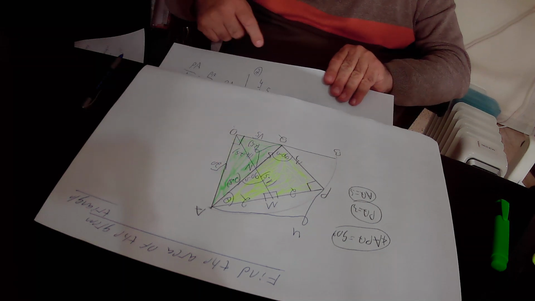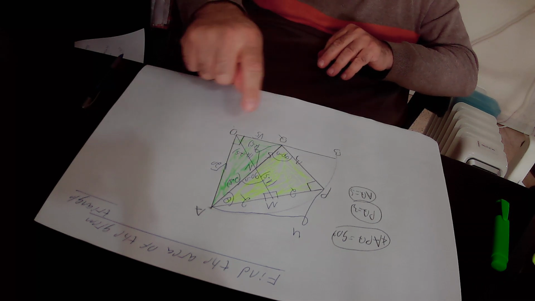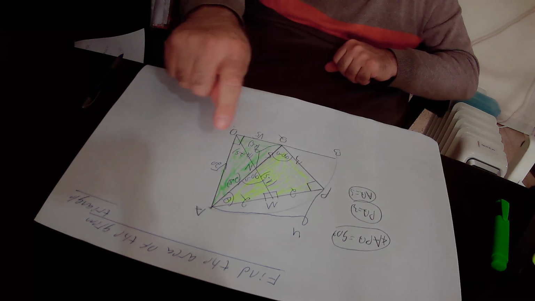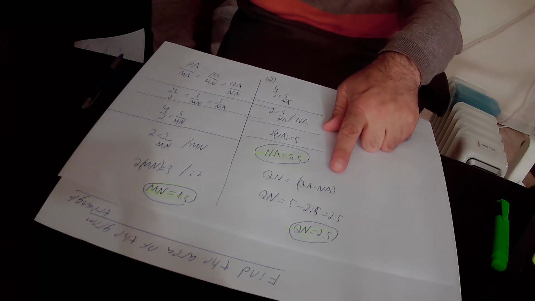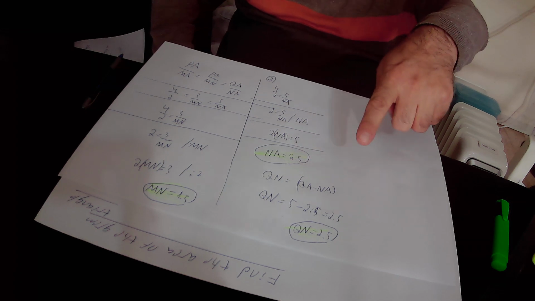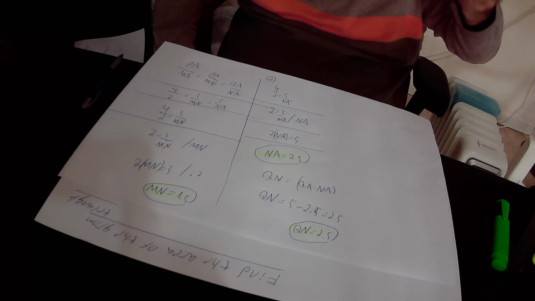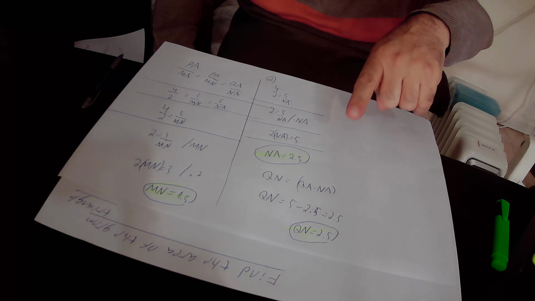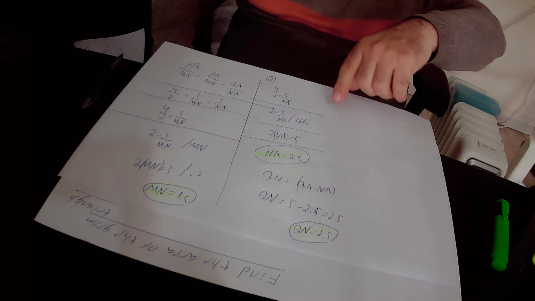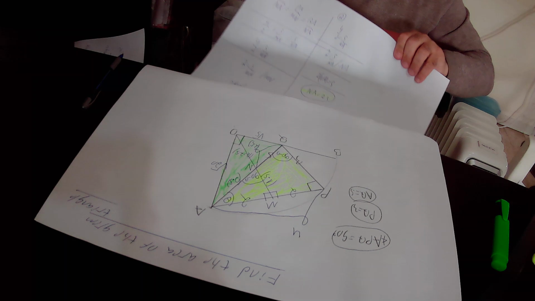Then what is the length of line segment QN? From the drawing it is easy to see that QN equals QA minus NA. QA is 5. We just found that NA equals 2.5. So QN equals 5 minus 2.5, which is 2.5, of course. So in conclusion, QN equals 2.5 units in length.